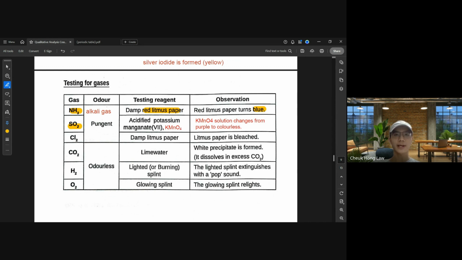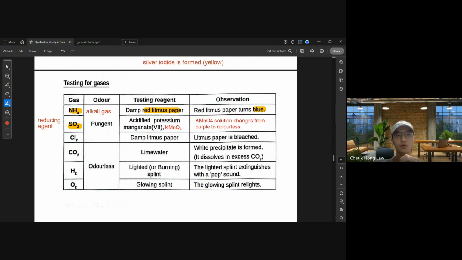This is also a pungent gas. And this is a test that many people forget. Okay, so I urge you guys to remember this. SO2 is actually a reducing agent. Okay. So if you understand redox, you will know that in order for a reducing agent to oxidize, you will need what? You need an oxidizing agent. So you need a reducing agent and oxidizing agent in order for a redox reaction to occur.